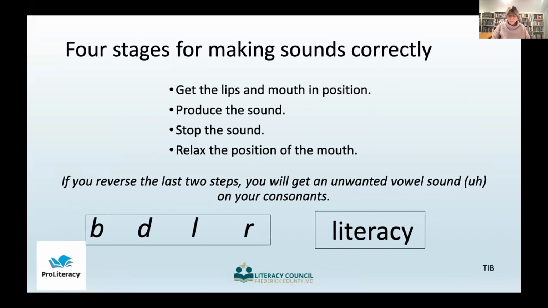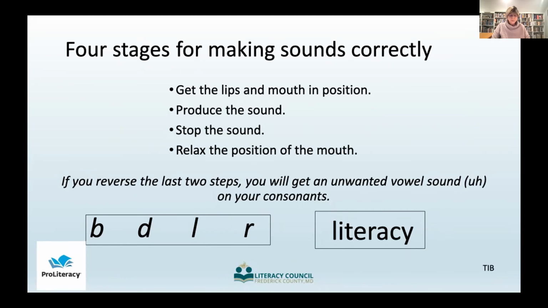Before we teach students to make the sounds in English, we need to be sure that we can make those sounds correctly ourselves. So we're going to do a little practice on some of the more challenging sounds. It helps to break this into 4 steps. The first step in making a sound correctly is to get the lips and the mouth in the correct position. Next, produce the sound. Third, stop the sound. And fourth, relax the position of the mouth.